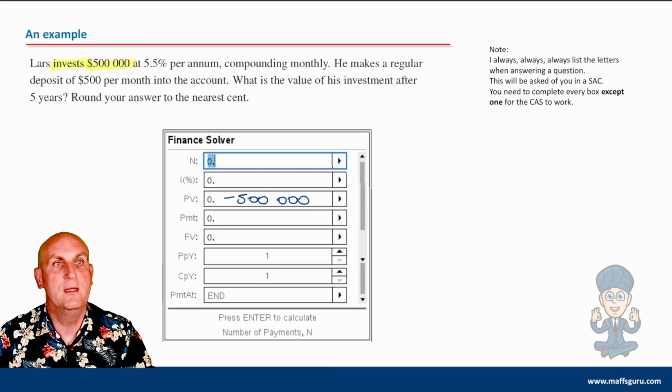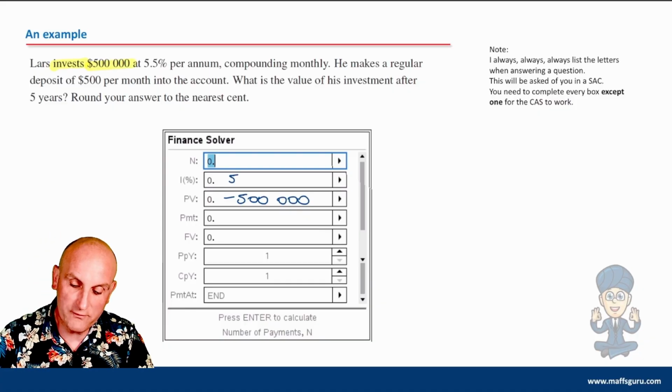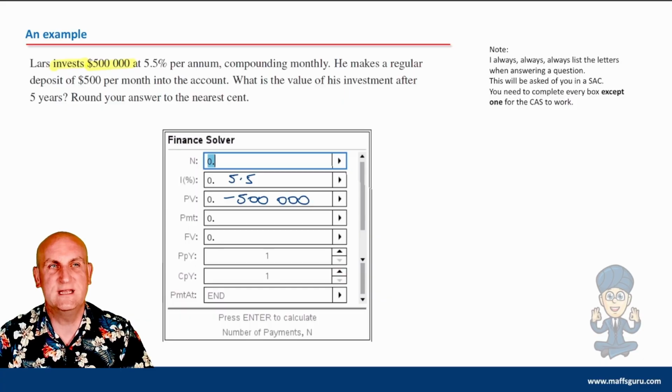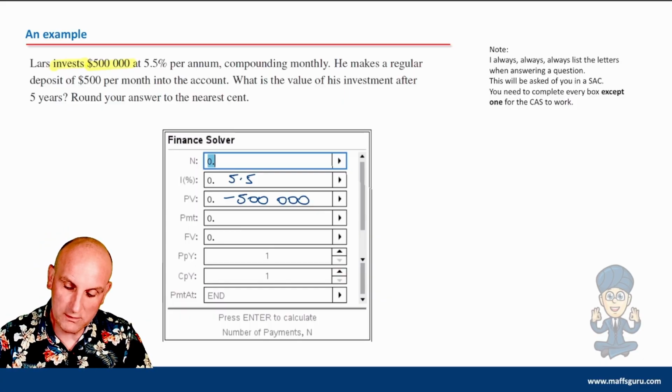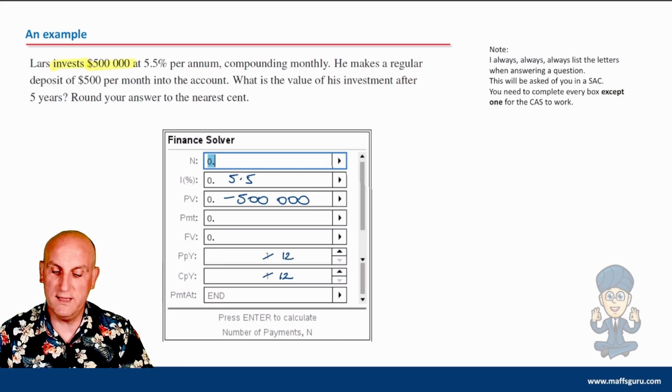At 5.5% per annum. Oh, hold on a moment, that's an interest rate. I wanted the per annum, so that becomes 5.5. Don't put the percent in. Compounding monthly. Oh, hold on a moment, I'm compounding monthly. That 1 is going to become 12. And I told you earlier that the PPY and the CPY are pretty much always going to be the same.